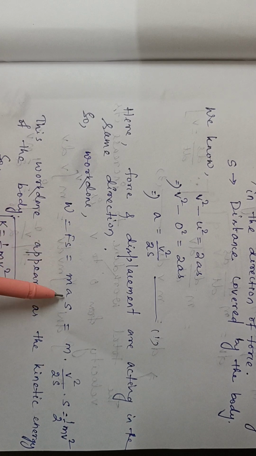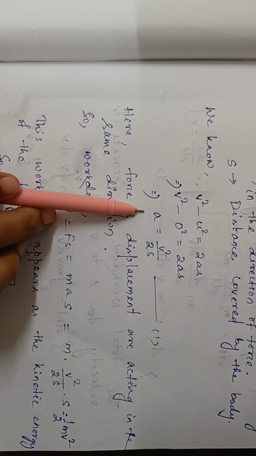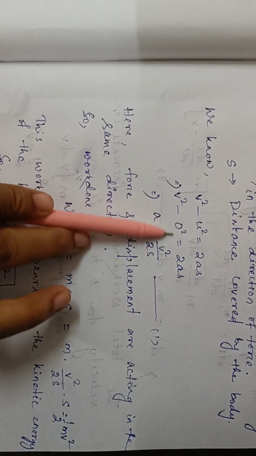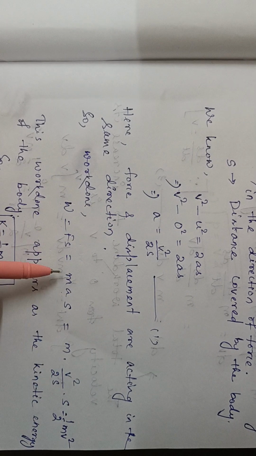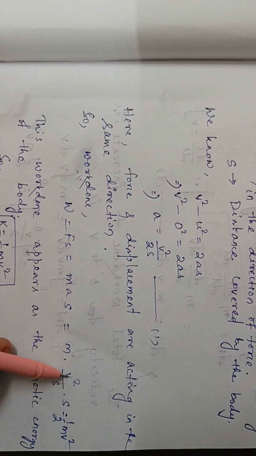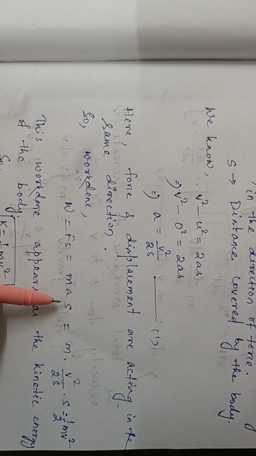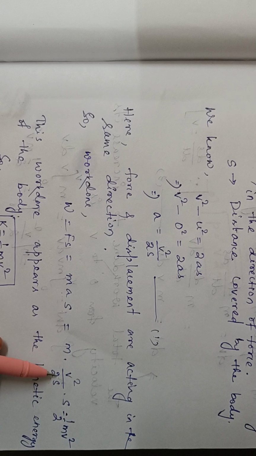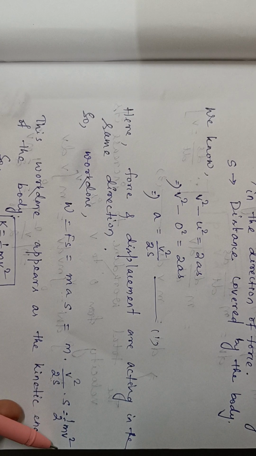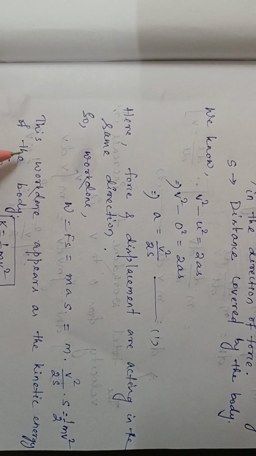Now F is equal to ma, you all know, Newton's second law, into s. In the place of a we have the value of a in equation 1, so put the value of equation 1 here: m into v square by 2s into s. The s cancels out, so half mv square is there. Clear? So this is the work done.